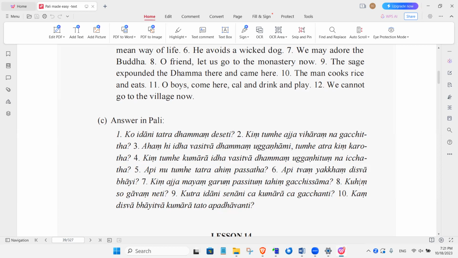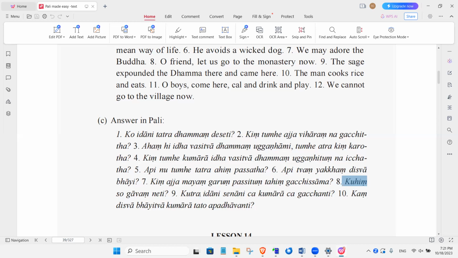Okay, kuhim, where, he, cow, leads. Where is he leading the cow? Then you have to write your answer: where, to where, all right? To the field, to the village, to the river, right?